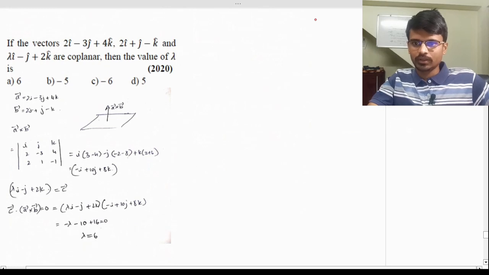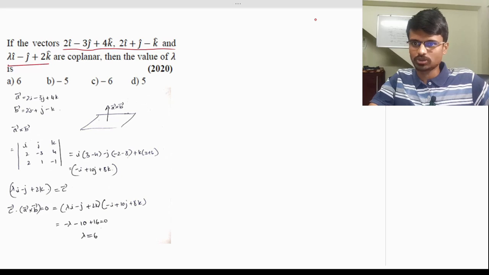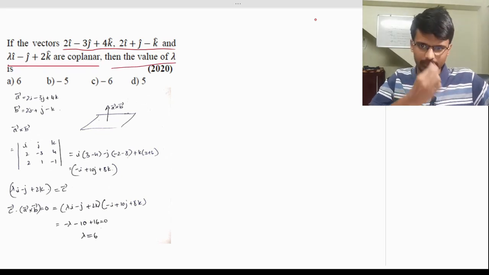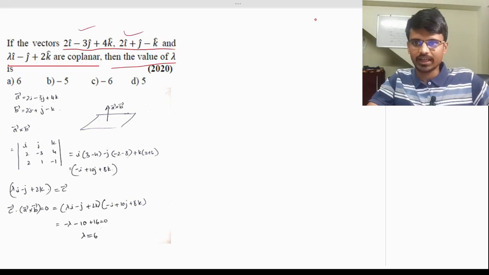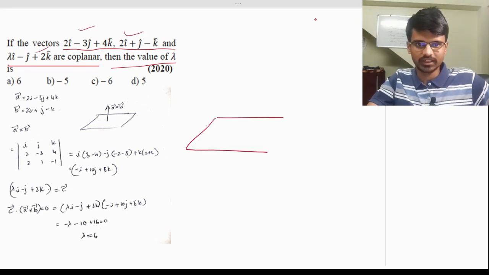Okay, so again this one is an interesting question. They have given us: if the vectors 2i cap minus 3j cap plus 4k cap, 2i cap plus j cap minus k cap, and lambda i cap minus j cap plus 2k cap are coplanar, then the value of lambda is? So all these three vectors lie on the plane. All these three vectors are lying on my plane.